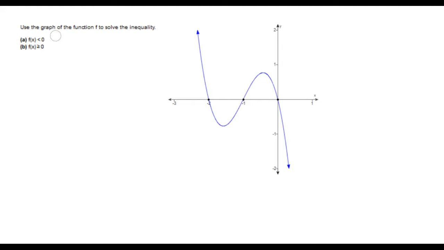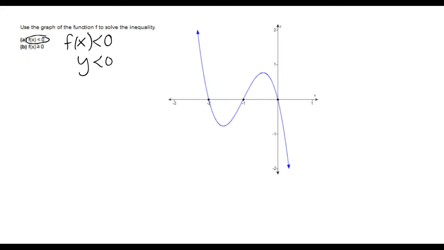This question says use the graph of the function f to solve the inequality. f of x is less than 0, f of x is greater than or equal to 0. So I'm going to take a minute to draw on my picture before I get started. And what we really need to pay attention to is that f of x being less than 0 is the same thing as saying y is less than 0.